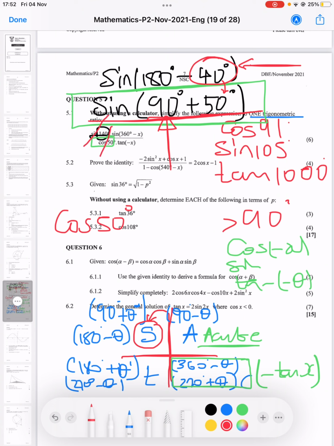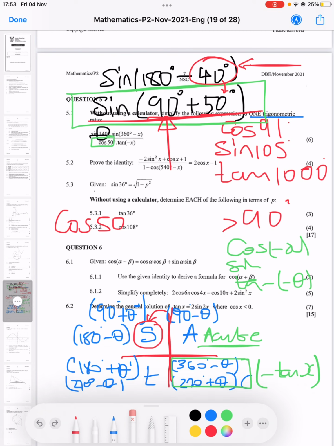In case you are not sure about this simplification, punch sine 140 on a calculator and check what answer you are getting. Also punch this and expect to get the same answer. If you get the same answer, then it means you've done it correctly. Very, very important, ladies and gentlemen. So quickly, let me move on to the next question.